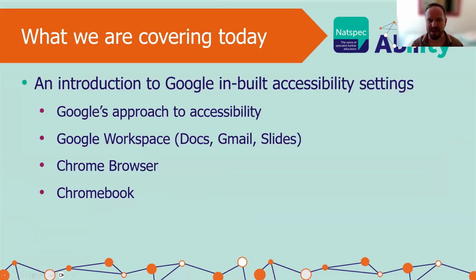So, I think if you've seen the Microsoft webinar, I'm going to be presenting it in a similar kind of way, telling you what we're going to cover and what we're not. We're going to aim to keep it to about 20 minutes, so it's going to be punchy. We're looking at an introduction to Google inbuilt accessibility settings. So we're going to look at how Google approaches accessibility. We're going to cover Google Workspace, which is Docs, Gmail, Slides, anything in that kind of space. It was called Office or something like that as well before, but now they call it Workspace. Going to cover Chrome browser and finally have a little look at Chromebook settings as well.